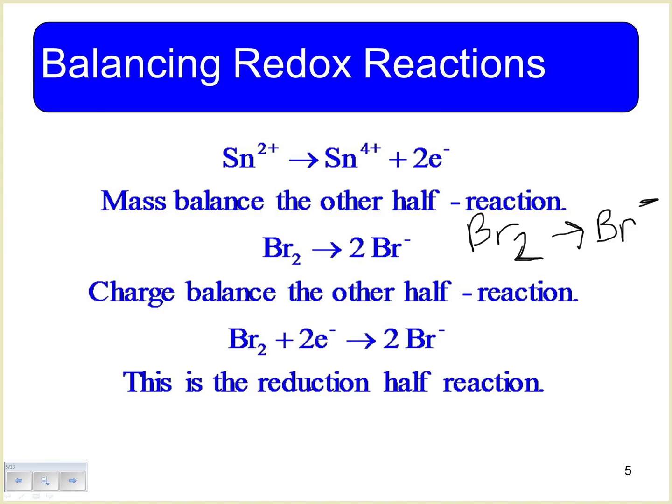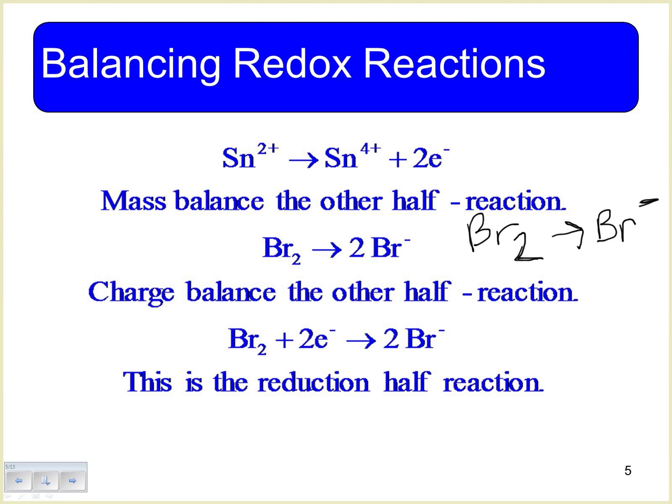If we look over here, what's our charge on the right side? Remember, it's -1, but you have to multiply through the coefficient. That's why you mass balance first and then charge balance. So it's 2 negative, right? So we have a -2 and a 0. Which side's more positive? 0, right? So we have to balance it by adding 2 electrons. So we have -2 and we have -2. You can almost think of this arrow here as an equal sign.